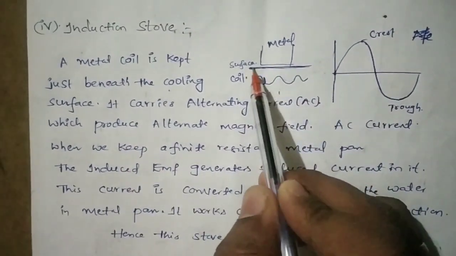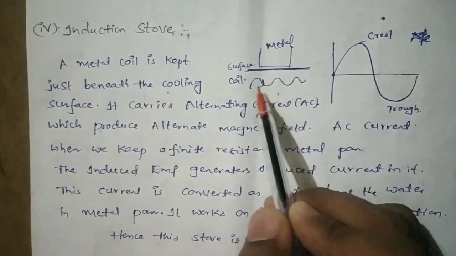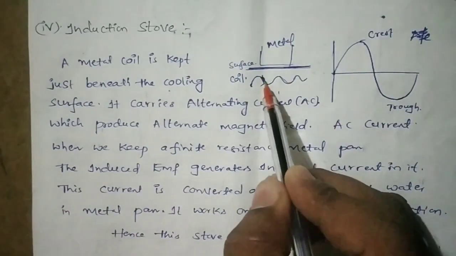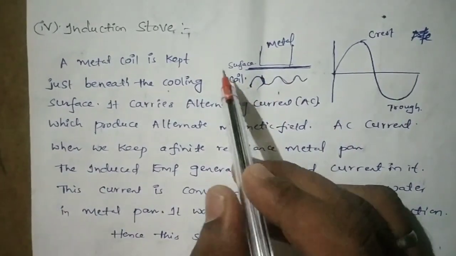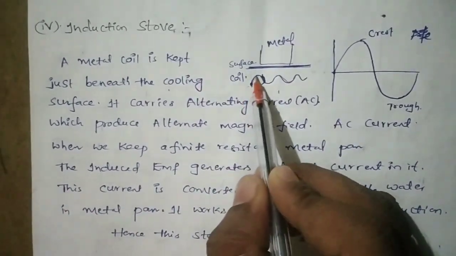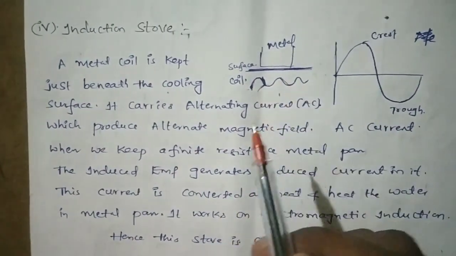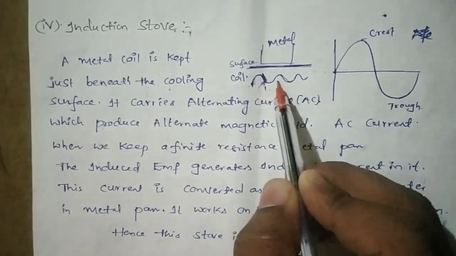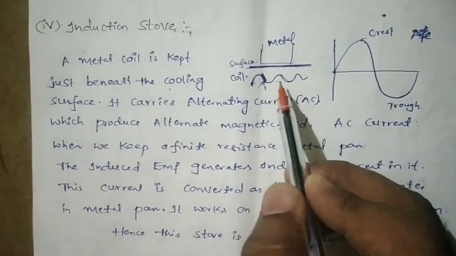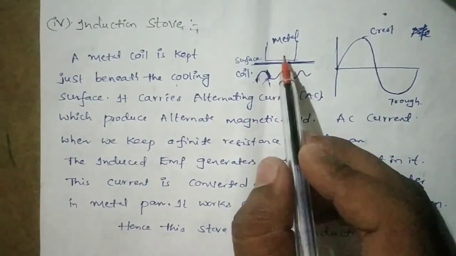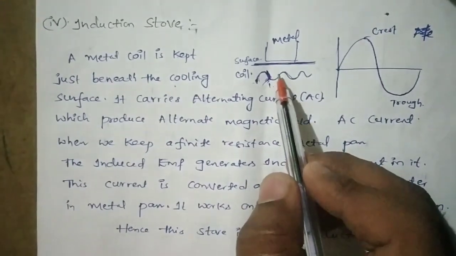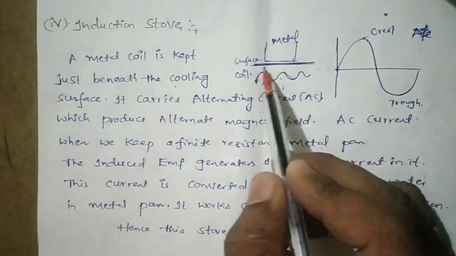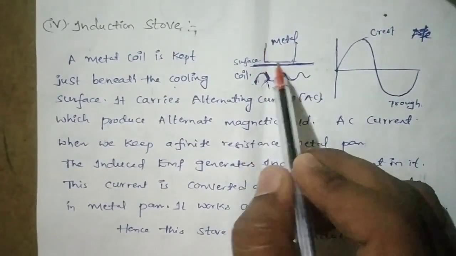Now the induction stove consists of one surface. Below the surface of the induction stove there will be one coil. Now whenever you give the electrical energy, like whenever you switch on, the current is going to pass through this coil. Now when the current passes through this coil, you know that a current carrying conductor will produce a magnetic field. Whenever the magnetic field is produced in this coil, on the surface of this induction stove we will keep a metal pan.